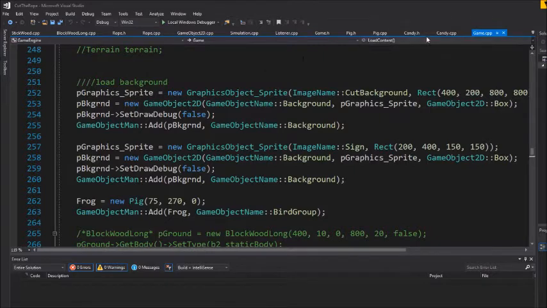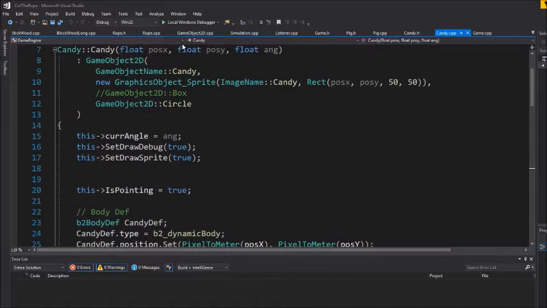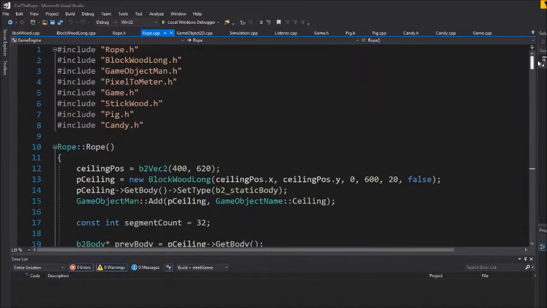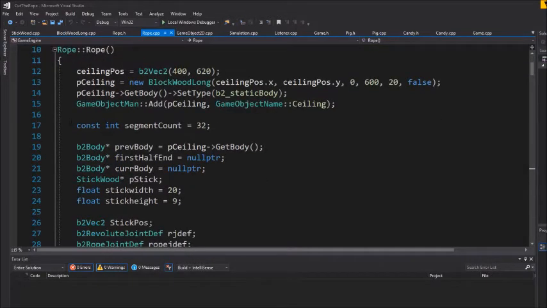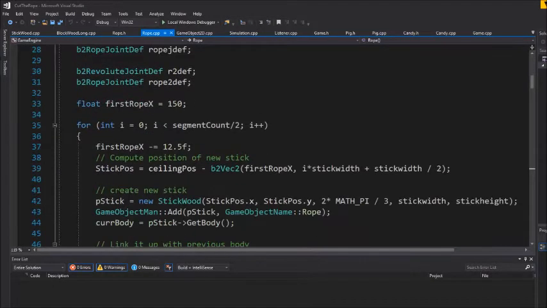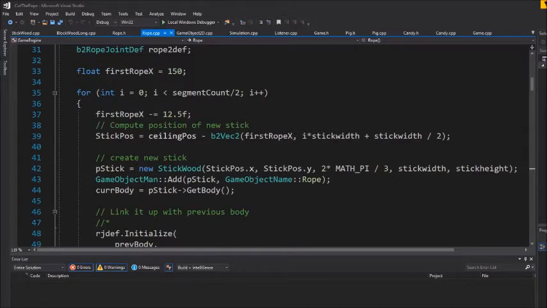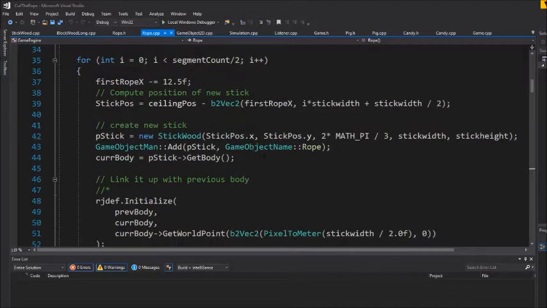First off, I created a candy class for the piece of candy that swings. In the rope, we go through here, we get the ceiling position, make the segment count, set the bodies. For the first half of the rope, I took the segment count, divided it by 2, and went through this loop. I did some math to find out where exactly the rope should go, and it turned out that starting the rope a little to the left and removing the amount equivalent to each section for its x coordinate, and making its angle equivalent to, at least for this side, 2 times Math.PI over 3 gets the right angle. You'll see in a minute.